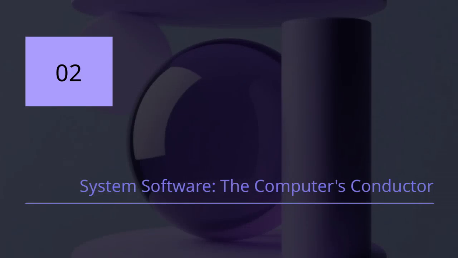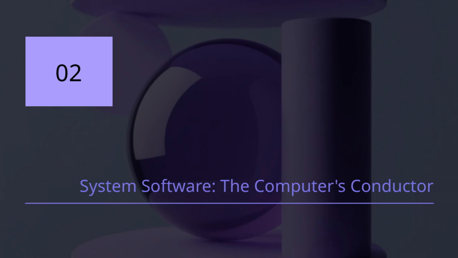System software, the computer's conductor. Think of system software as the conductor of an orchestra, guiding all the different parts of the computer to work harmoniously. It's responsible for managing hardware resources, like the CPU, memory, and storage devices, so that everything runs smoothly.